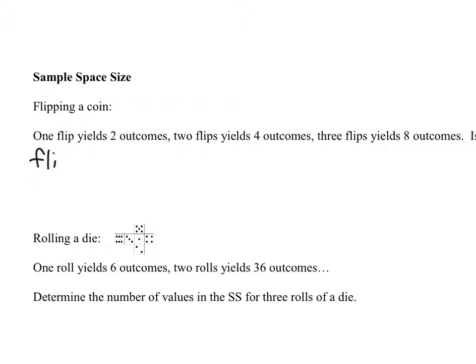Flips and outcomes. We have one flip gives us 2 outcomes, 2 gives us 4, 3 gives us 8. We want to know, is there a pattern? Well, yeah, otherwise I wouldn't ask. So why don't you tell me how many outcomes there would be for 4 flips?